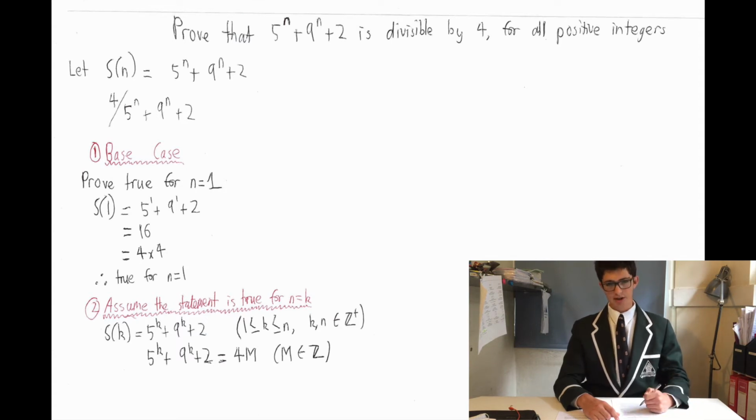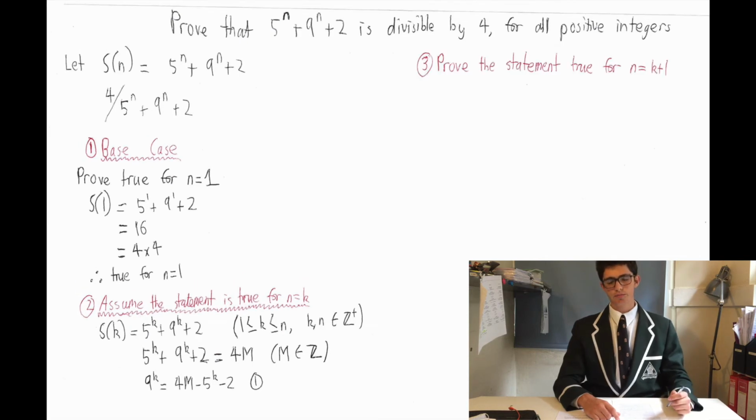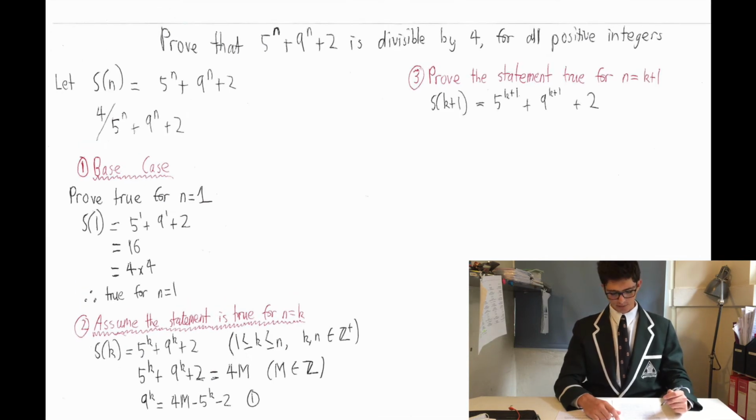to the equation. Next, we will take one of our variables and make it the subject of the equation. I've chosen to make 9 to the power of k the subject because it is the most complicated term, and taking it out will assist in our simplification later. I will now label this equation as 1 and leave it until later. Our third step will be to prove true for n equals k plus 1. So we will substitute S(k+1) equals 5 to the k plus 1 plus 9 to the k plus 1 plus 2.